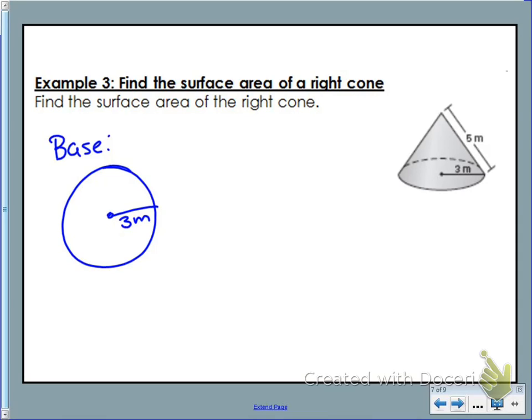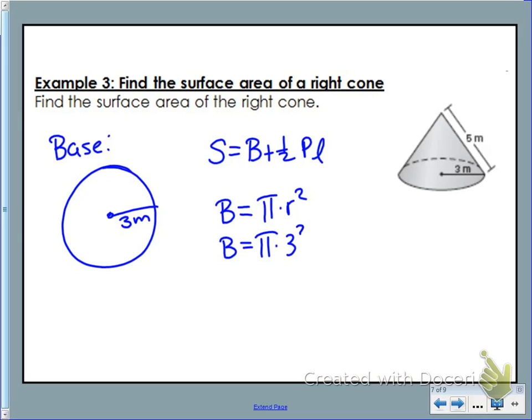So we're going to use what we know about circles. Our job is to find the surface area of the right cone. So we're going to start with our formula. We know the area of the base, since it's a circle, is calculated using pi times the radius squared. Well, pi times the radius of 3 squared is in exact form 9 pi.